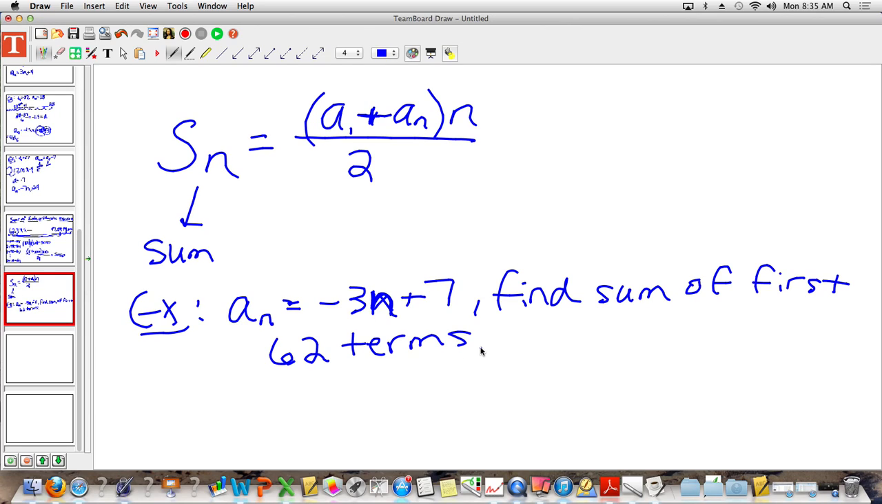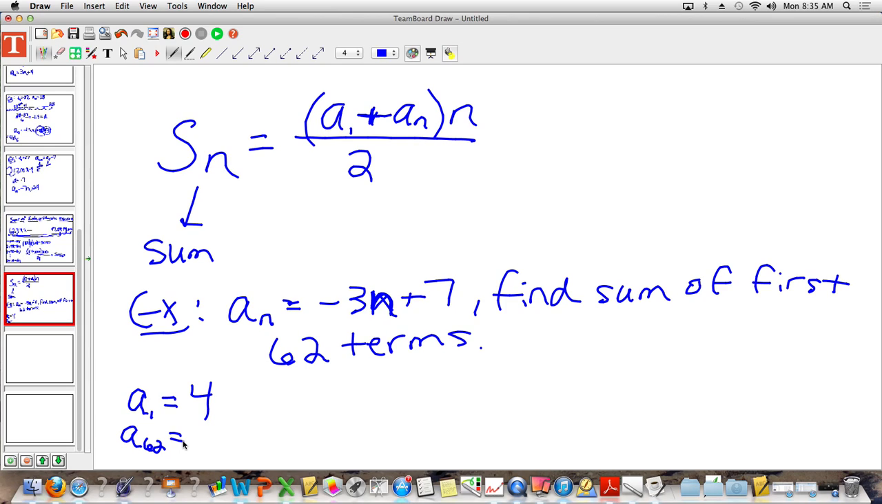So you could figure out the first term, then the second term, then the third term, and the fourth term, and add together all the way up to the 62nd term. But instead of doing that, all we really need to do according to the formula is find the first term. So help me find the first term. Negative 3 times 1 is negative 3, plus 7 is 4. First term is 4. What is the 62nd term?